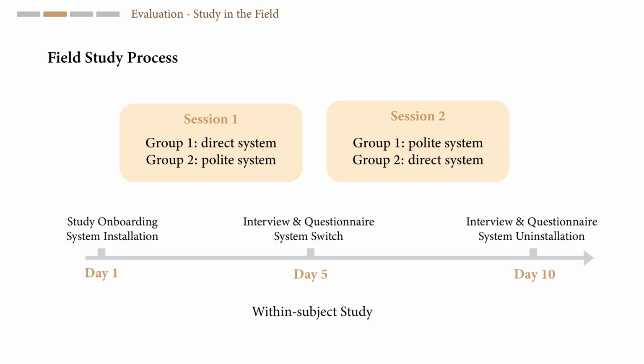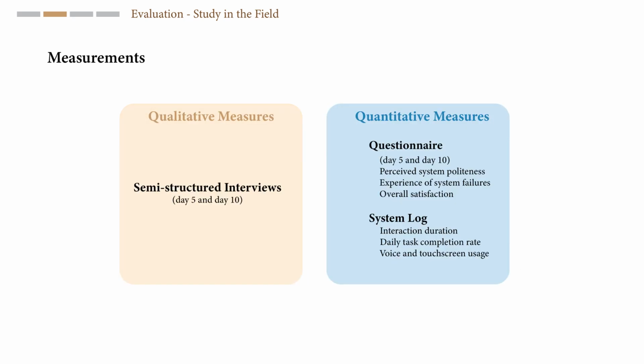On day 1 of the system onboarding, we performed system installation and user training. On day 5, we asked survey questions and conducted semi-structured interviews with participants. We also notified participants of the system change on day 5. On day 10, we asked the same questions as on day 5 and uninstalled the system. We perform both qualitative and quantitative measurements. Qualitative measures come from the user interviews on day 5 and day 10.